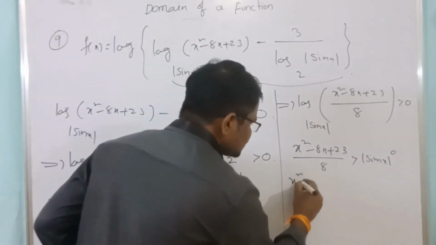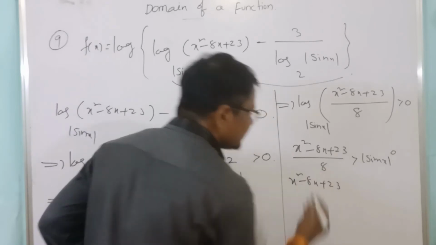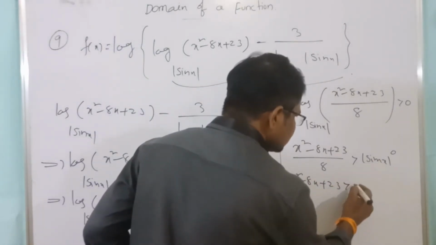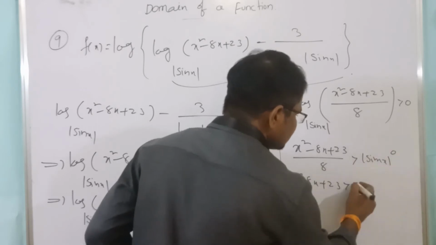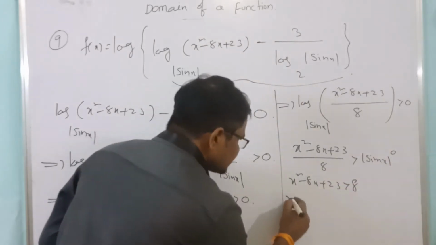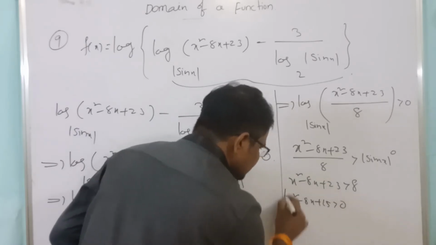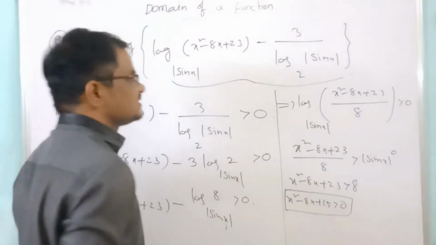That implies x² − 8x + 23 is greater than 8, since this is 1. So x² − 8x + 15 is greater than 0. This is one of the conditions.